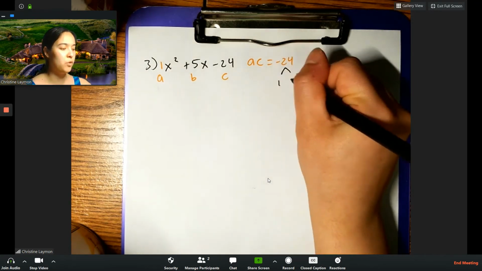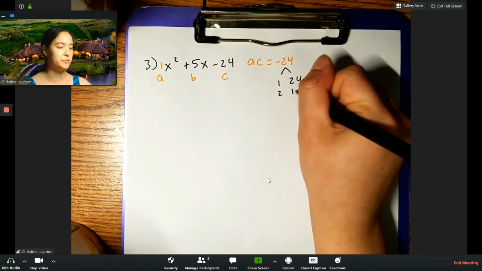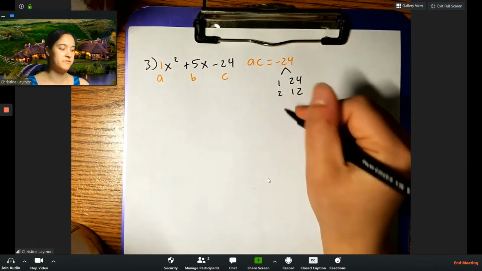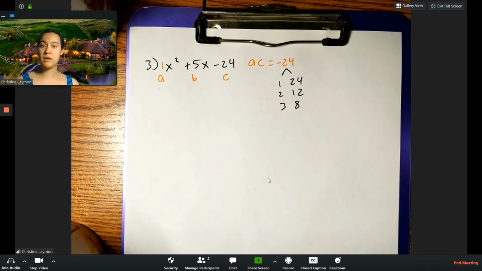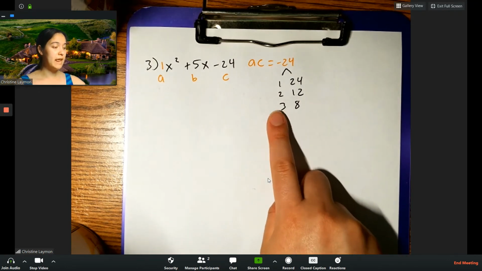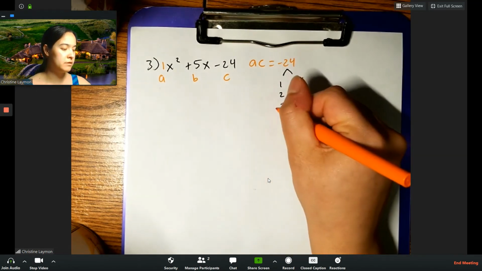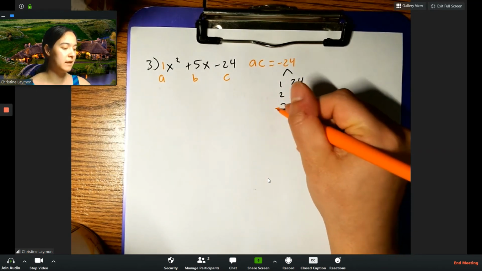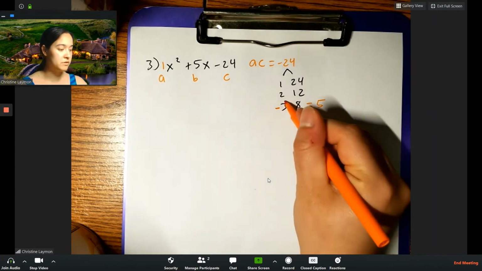Let's try 1 and 24. That definitely won't get us 5. Try 2 and 12. Definitely won't get us 5. Try 3 and 8. Okay, 3 and 8 have a gap of 5. Now the question is, which one is positive, which one's negative? Well, if I make this be a negative 3, negative 3 plus 8 will get me 5. So use that negative sign, and that's because negative 3 plus 8 equals 5. So this is the one I'm going to have to use.